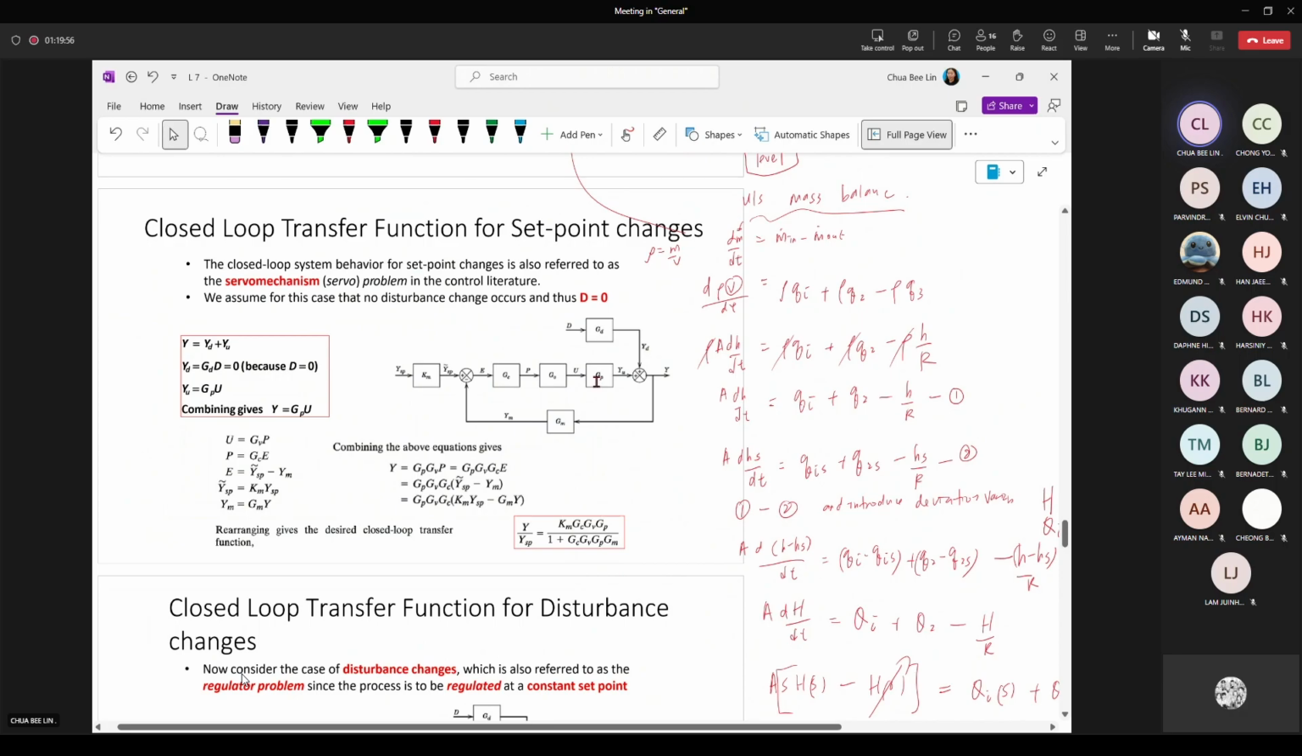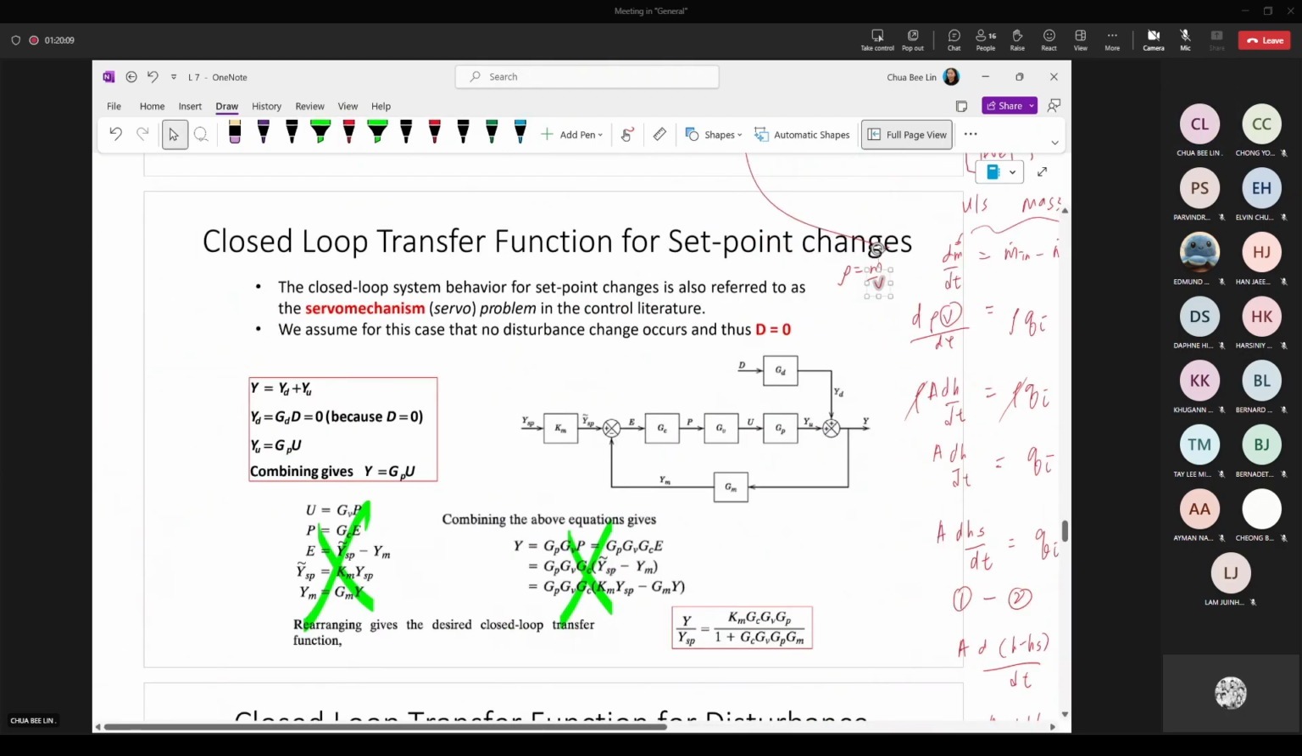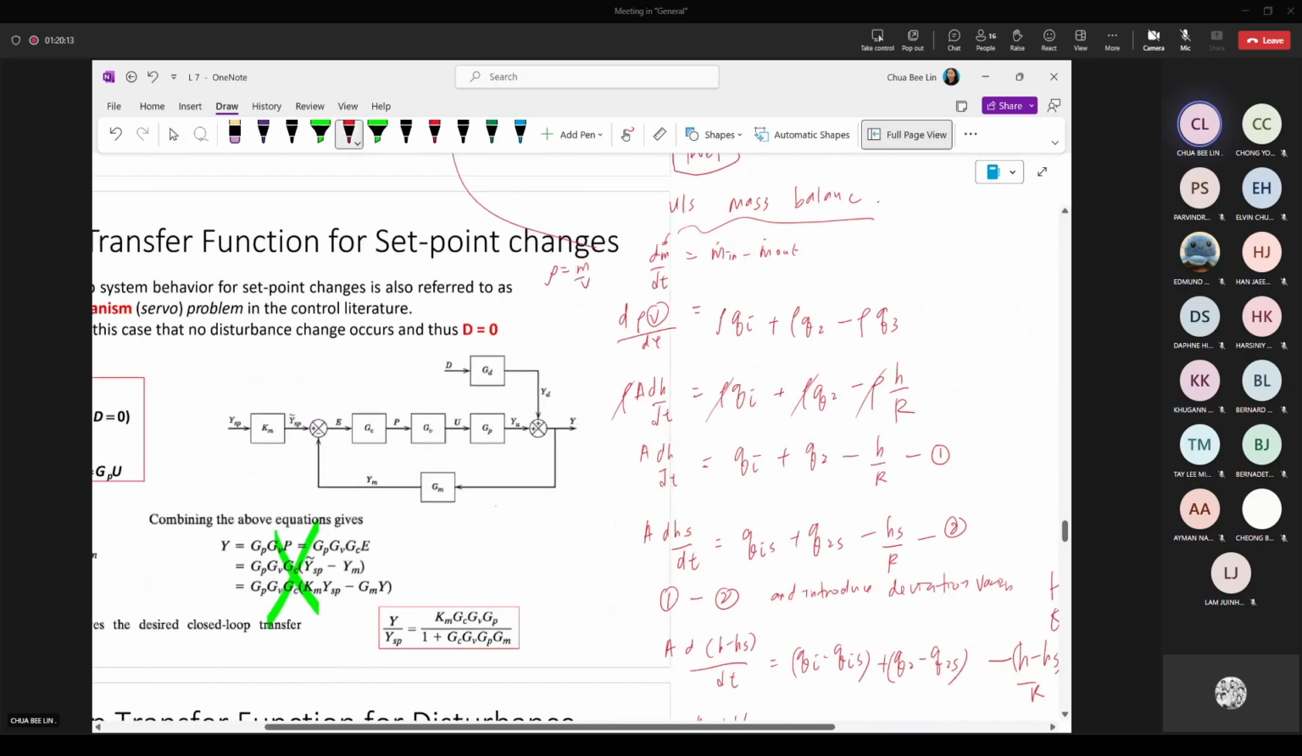So this one is the feedback block. You can simplify it using the shortcut. Don't need to use this method. So this shortcut can be, we have the set point change and disturbance change. Set point change means output over the input, Y over YSP. Output over the disturbance is the other one. This one over this will give you the set point change based on the set point. It is a closed loop transfer function based on the set point change. This one is the closed loop transfer function based on the disturbance change.